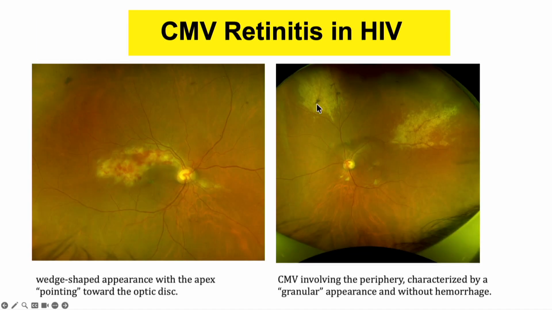Now this is one of our patients with CMV retinitis in HIV. Here you can see the right eye. It shows a wedge-shaped appearance with the apex pointing towards the optic disc and massive hemorrhages over the retinitis lesion. So this is a wedge-shaped defect, which is otherwise known as the tomato ketchup or the pizza pie appearance. And in the left eye, you can see the granular form of the CMV retinitis. The granular form usually affects the periphery of the retina, and it doesn't have much hemorrhage.